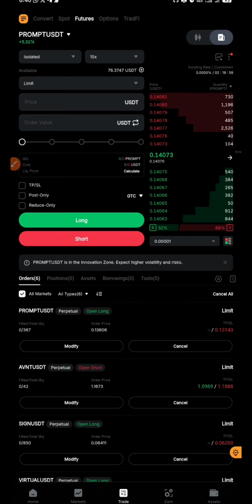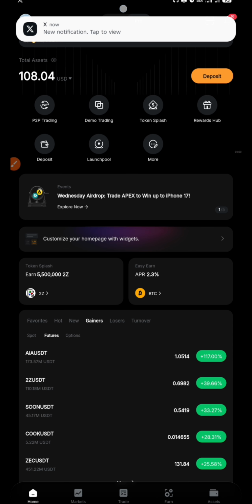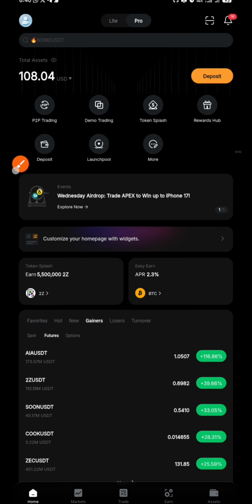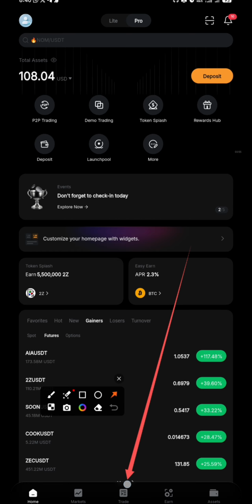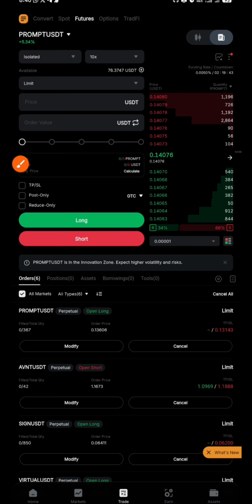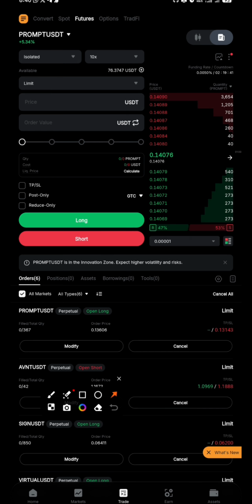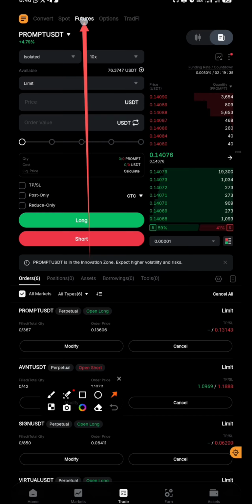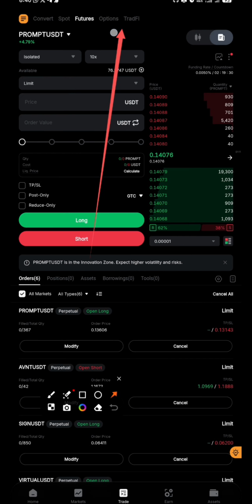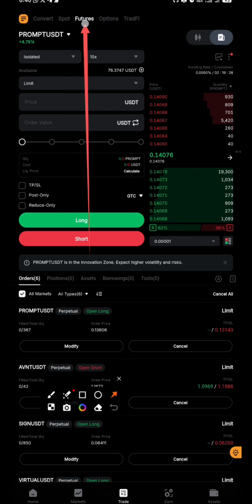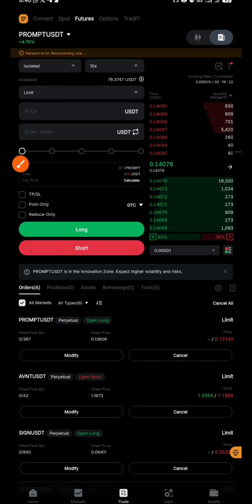Okay, so how to take trade, right? I'm using Bybit. So when you open your Bybit account, you need to click on trade, and here we are trading futures, right? There is spot trade, there is futures trade, there is option, there is TradeFi. There are different kinds of trade, but we are trading futures here, and you all know the danger that has to come with futures trading.